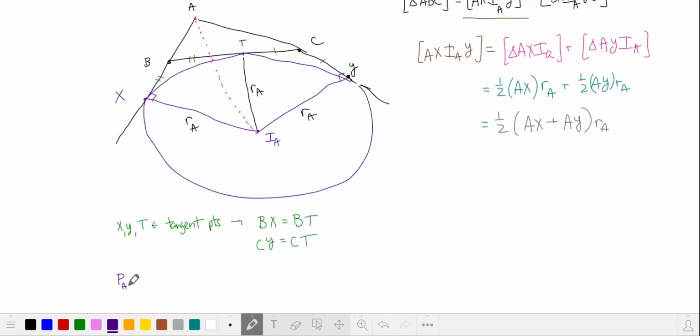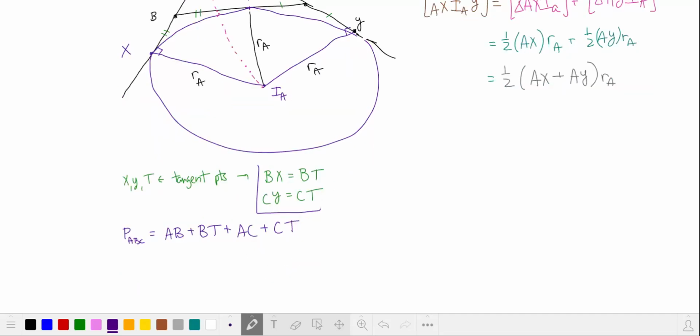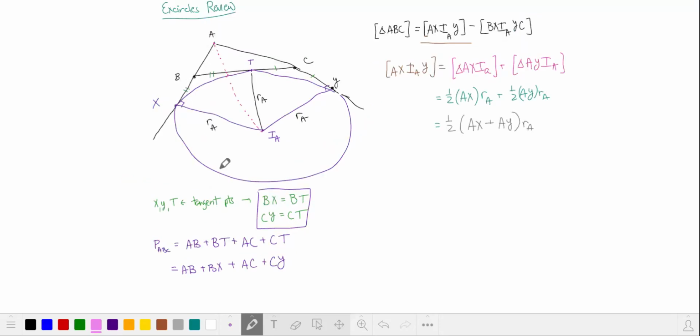The perimeter of triangle ABC, we can write it as the sum of the distances from A to B, B to T, and then A to C plus C to T. Now we'll do these substitutions, substituting BX for BT and CY for CT. Since A, B, and X are all collinear, this is the distance from A to X, and these two add up to the distance from A to Y. The sum of these two lengths is what we had in our expression for the area of this quadrilateral. I'll substitute the perimeter of our triangle, and half of the perimeter, we can call that the semi-perimeter.